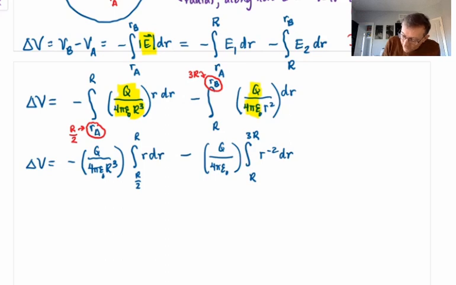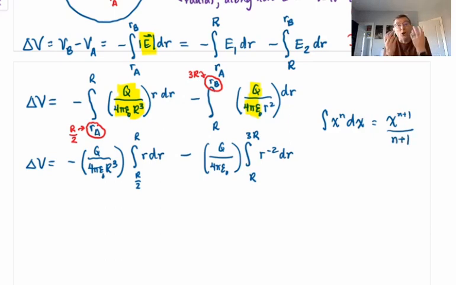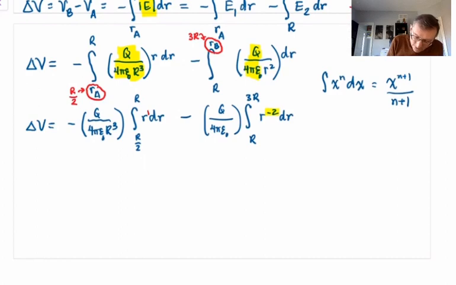They're both, look at the patterns, of this form. Integral x to the n dx, which is the first integral you learn. X to the n plus 1 over n plus 1. Except the x is little r, and the n in the first integral is 1. And the n in the second integral is negative 2. Okay, so no problem. Now we use that integral expression and figure out each integral. Do them one by one and slowly.